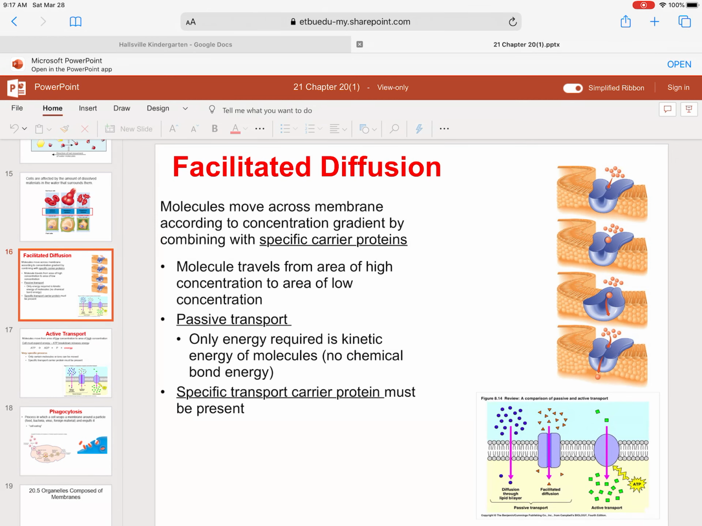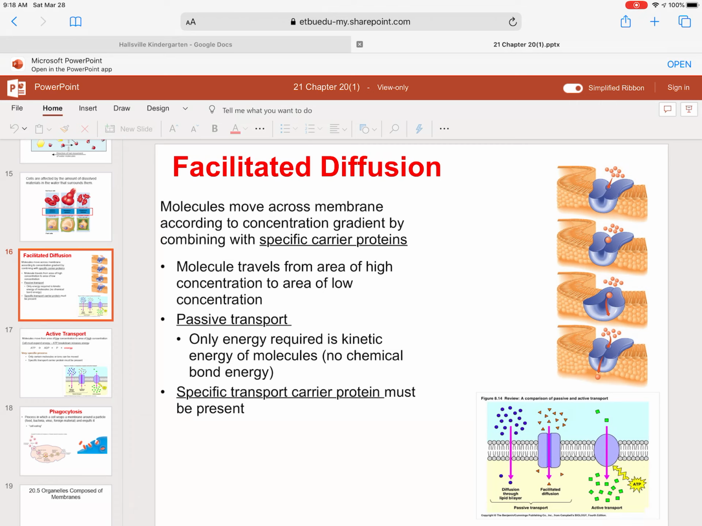All right, facilitated diffusion. So now we're going to talk about a diffusion process. It's still passive, but it's going to be where molecules move across a membrane according to the concentration gradient, so still abiding by diffusion, but they're going to combine with a specific carrier protein. So this is like the groom carrying the bride across the doorway for the first time. The groom picks up the bride and carries her through the door, and that's what specific carrier proteins do.